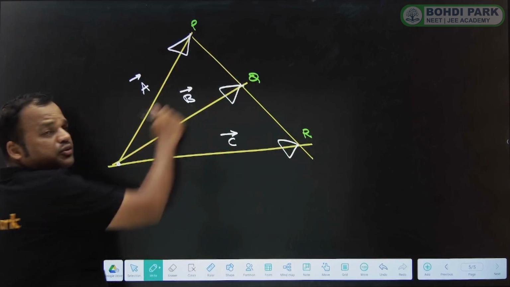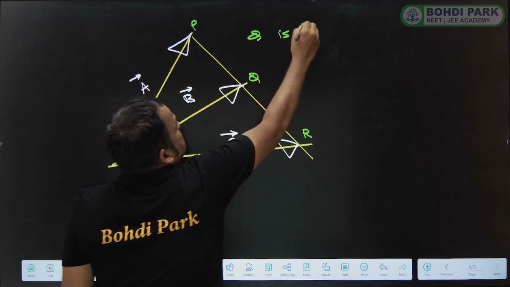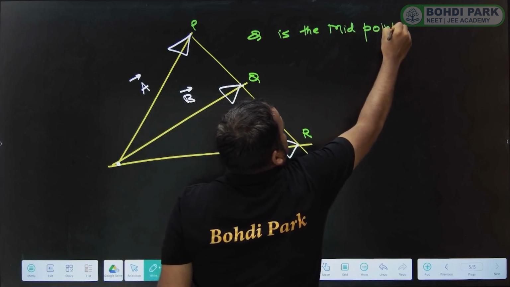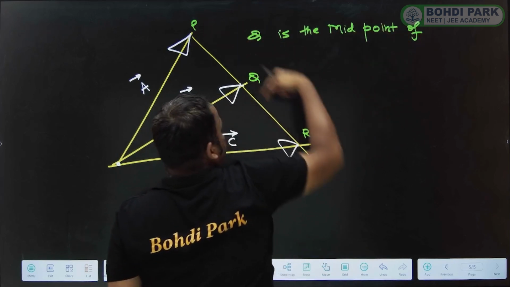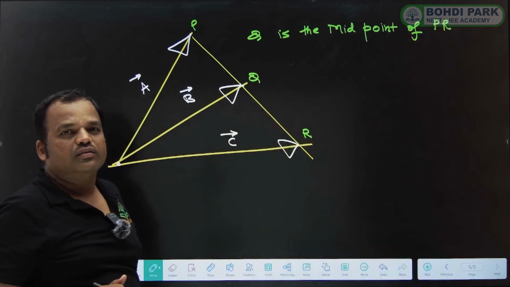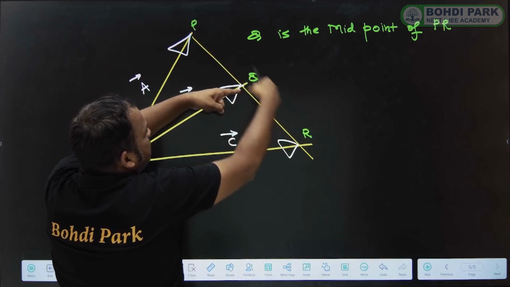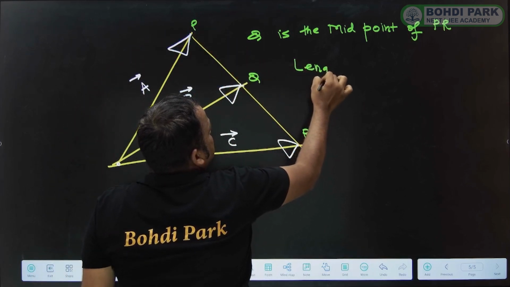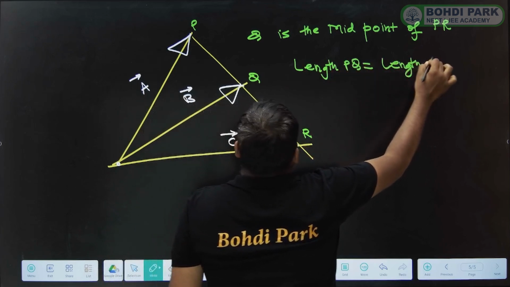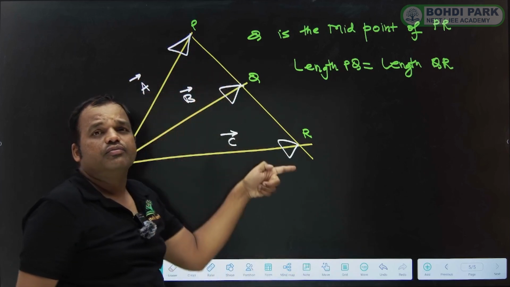And in the question, they have given that Q is the midpoint of PR. So that means length PQ is equal to length QR.